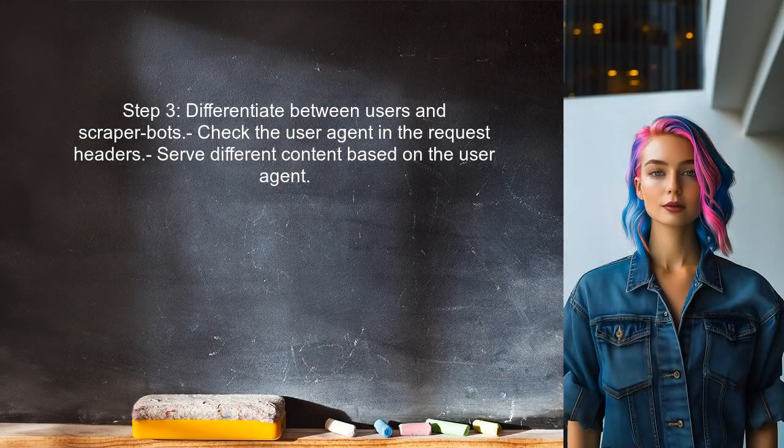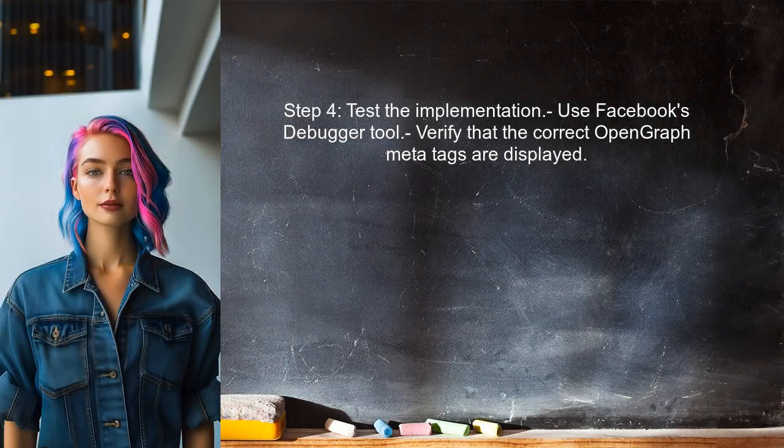Now the user needs to differentiate between regular users and scraper bots. This can be done by checking the user agent in the request headers. Finally, the user should test the implementation. They can use tools like Facebook's debugger to see if the correct meta tags are being served to scraper bots.